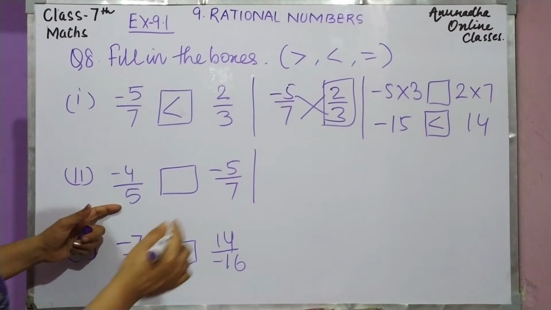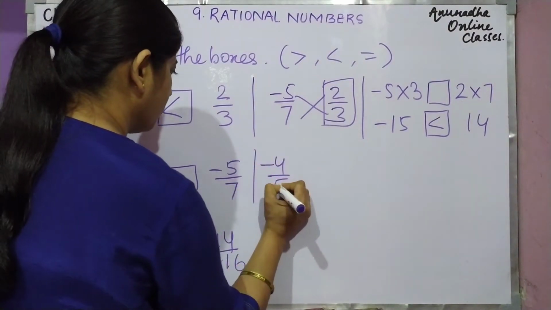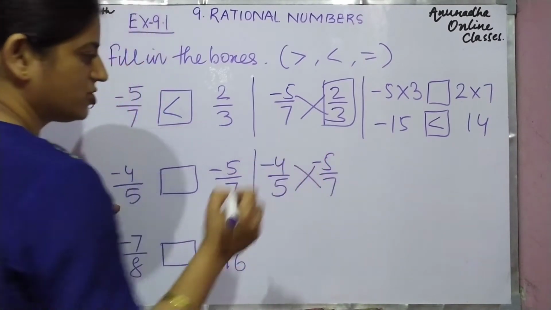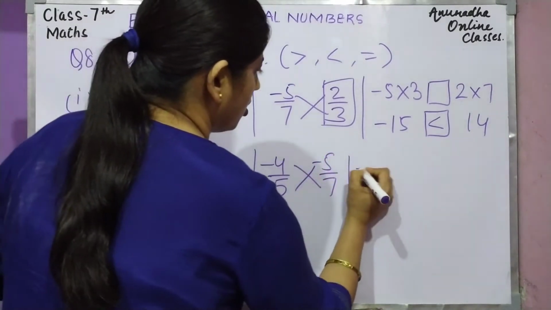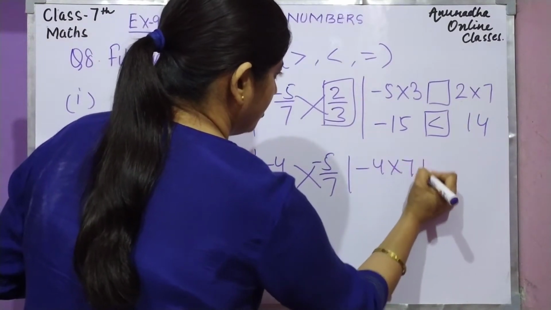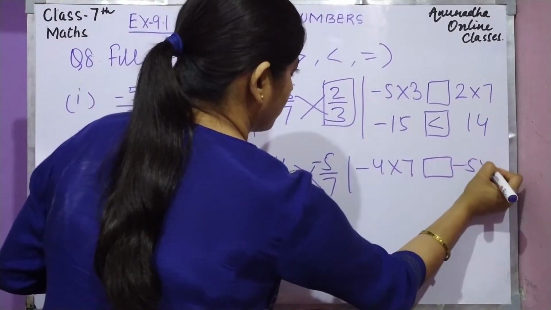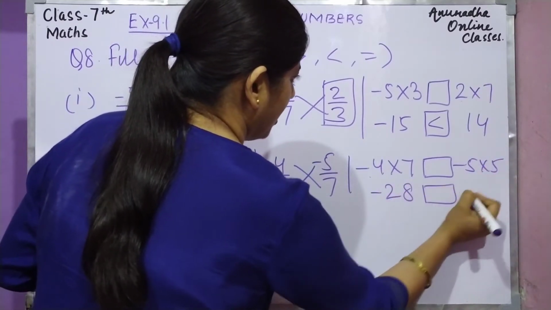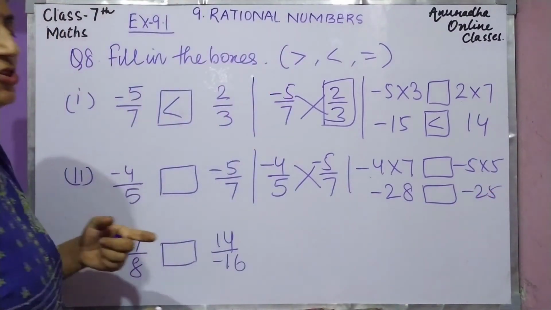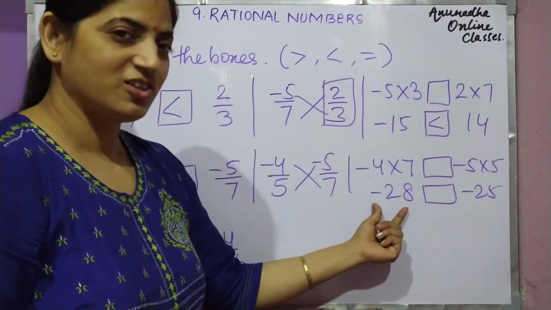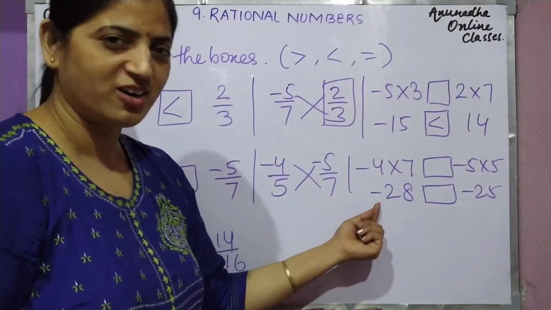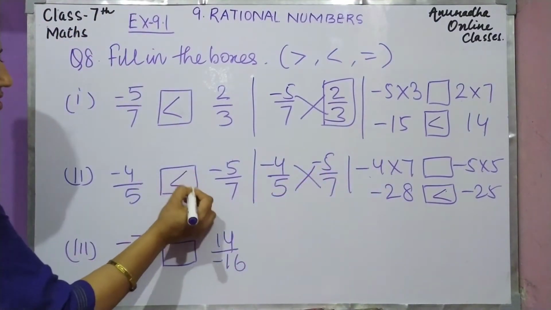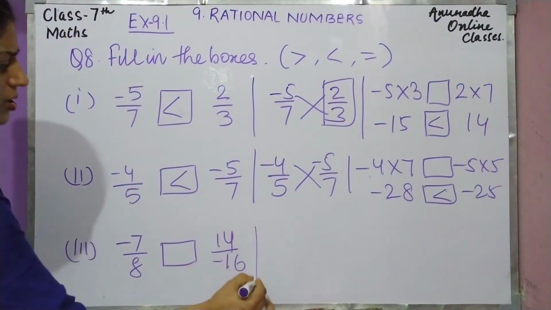Let's come to the next one. See, minus 4 upon 5 and minus 5 upon 7. So children, just do it like this. Minus 4 into 7, box, minus 5 into 5. This is equal to minus 28 and minus 25. Which is greater? This is smaller. Why? Because the bigger number of a negative is smaller. So this is greater, that side is greater, this means this one.